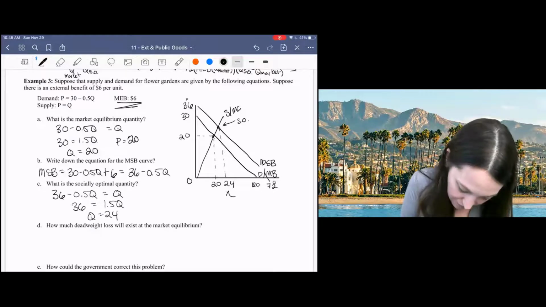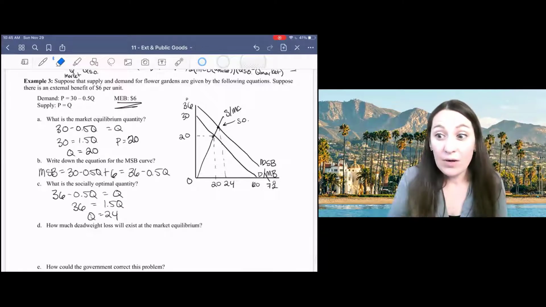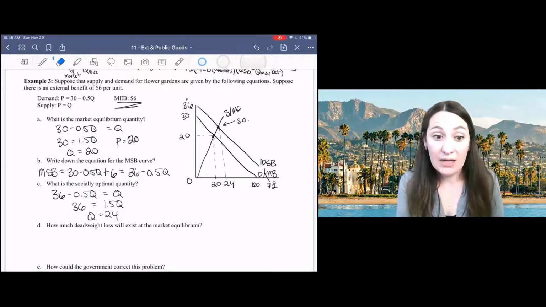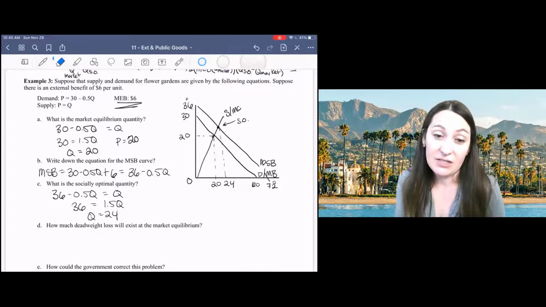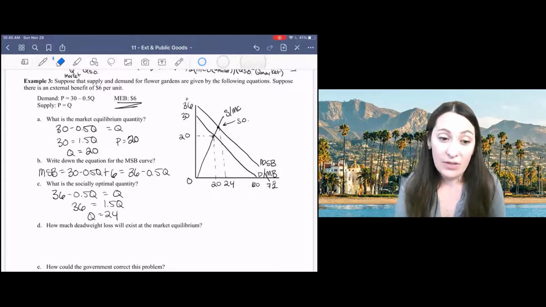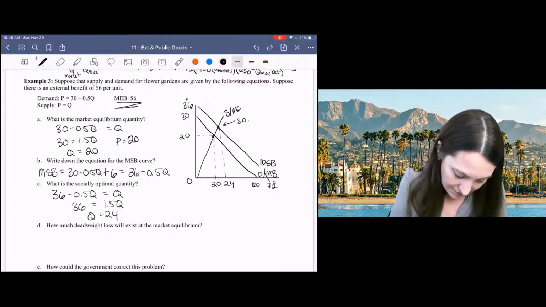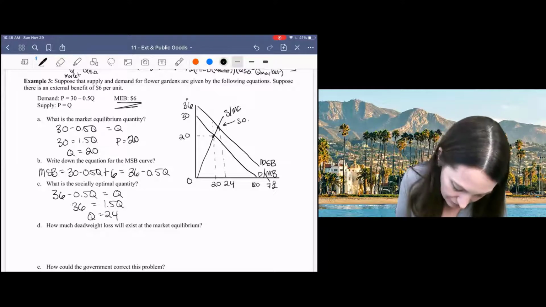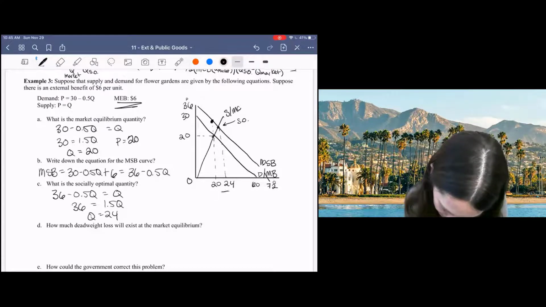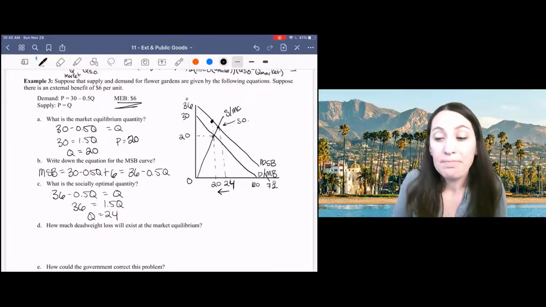That's our socially optimal quantity. And now we want to be able to compare surplus at these two different outcomes. In this problem, I've just asked for deadweight loss, so we can skip a few steps and just calculate the loss in surplus that comes from the fact that we're not producing the socially optimal quantity. We're producing less than the socially optimal quantity.